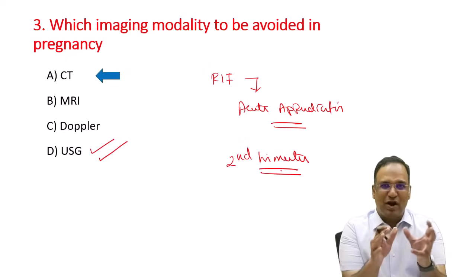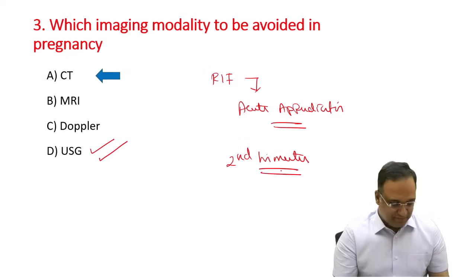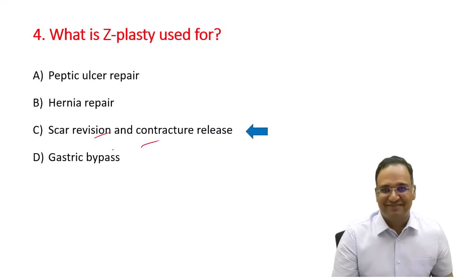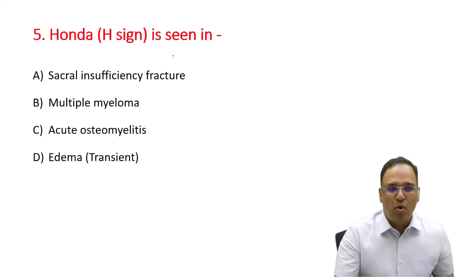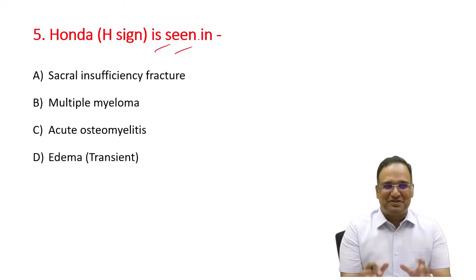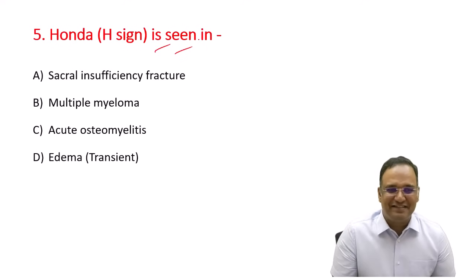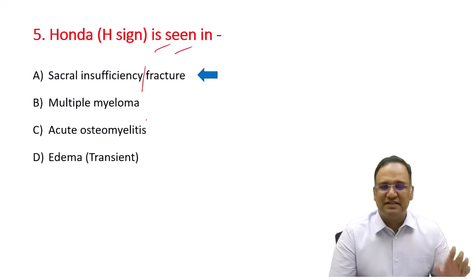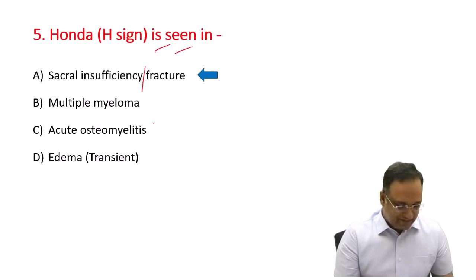I'm giving you additional questions that could be asked along with that. Now, what is Z-plasty used for? We have already discussed that: scar revision and contracture release. Okay, clear. Now, the Honda sign. This is a classical repeat question in entrance exams, and the Honda sign is seen classically in sacral insufficiency fractures. It's a standard repeat question. There's nothing more to discuss here.